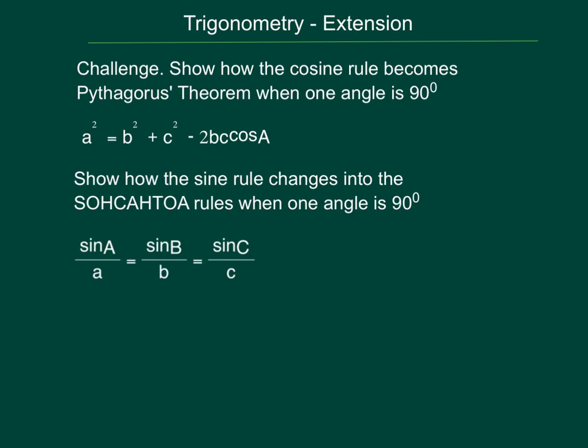So here's a challenge for you to have a go at. Pythagoras' theorem is the hypotenuse squared is equal to the other two sides squared and added, which looks a bit suspiciously like this. The whole of the cosine rule can be turned into Pythagoras' theorem when one angle is 90. So I'd like you to show your teacher how to do that. The second one is the sine rule can also turn into the SOHCAHTOA rules when one angle is 90. So let's see if you can show your teacher that as well.